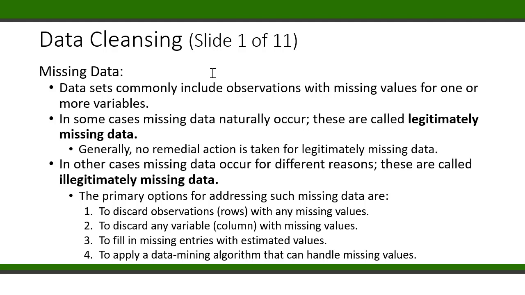You could discard any variable in a column with a missing value. So let's say you missed a value out of one particular column, which is the variable, then you throw out that entire variable. Again, you're throwing out a lot of information that you collected from the other data points. So you may not want to do that. Then you could fill in the missing entries with estimated values. Then depending on what kind of data it is, how are you going to estimate it, and how's that going to be consistent? Or you could actually apply a data mining algorithm that's going to handle those missing values.